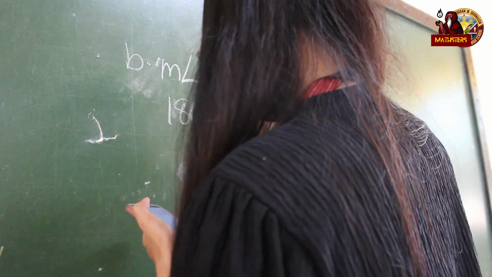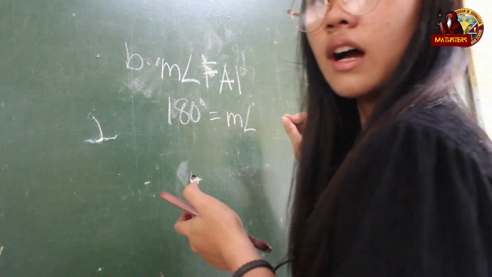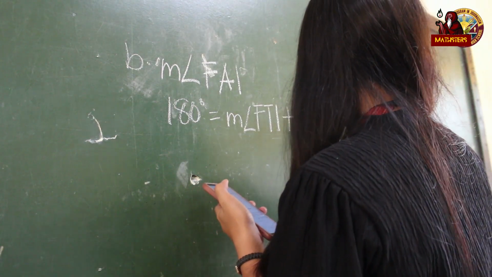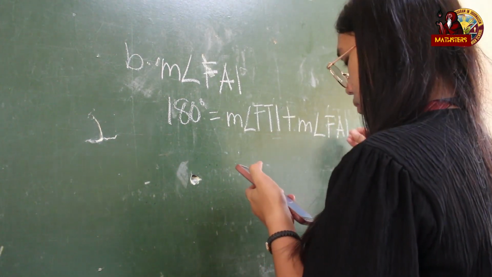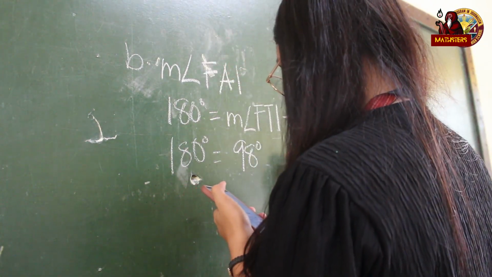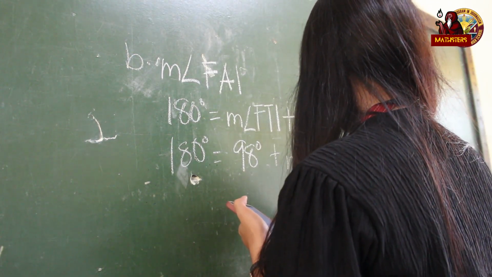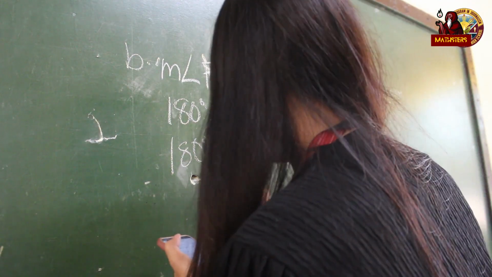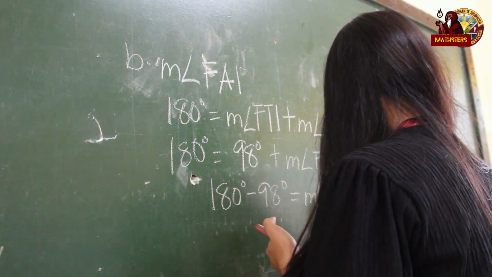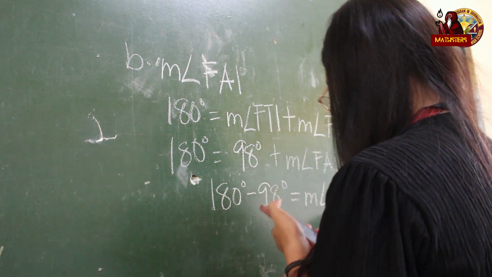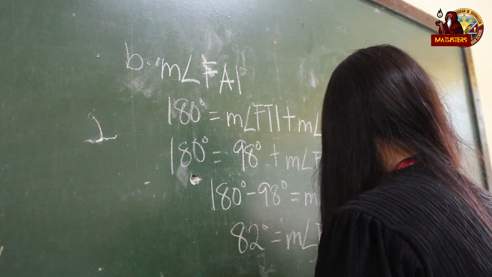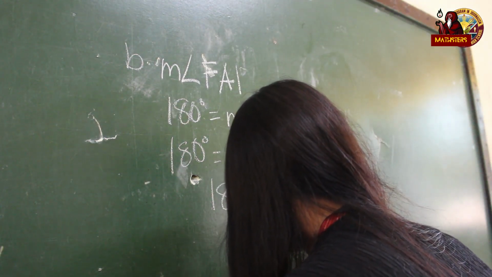The equation represents the sum of the angles, angle FEI and angle FAI in a triangle. You substitute the value 98 degrees for the measure of angle FTI. The equation is then simplified to 180 degrees equals 98 degrees plus the measure of angle FAI. To find the measure of angle FAI, you isolate it by subtracting 98 degrees from both sides. 180 degrees minus 98 degrees equals the measure of angle FAI. This simplifies to 82 degrees equals the measure of angle FAI.